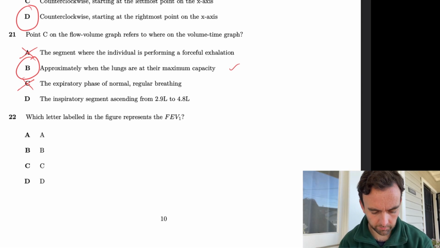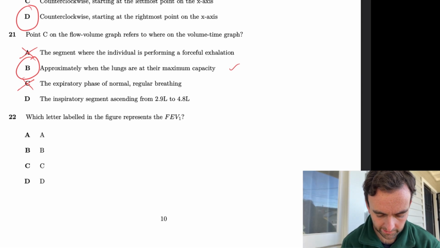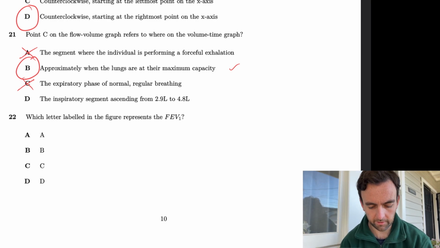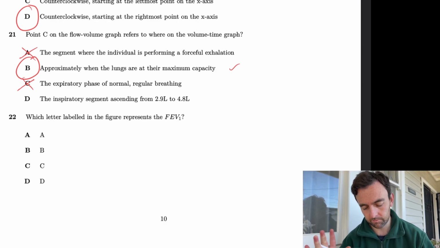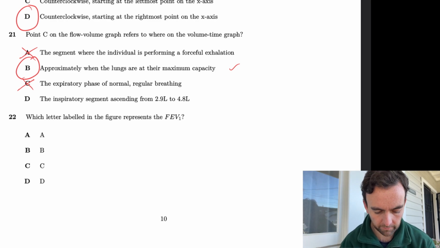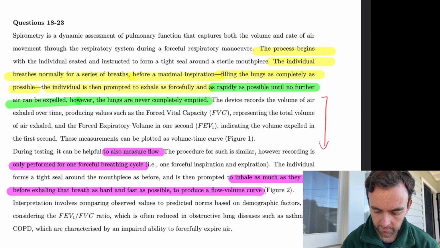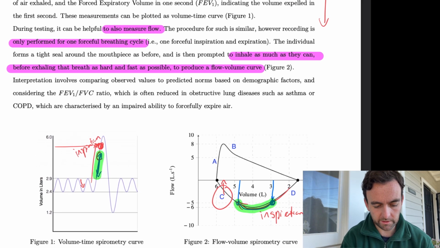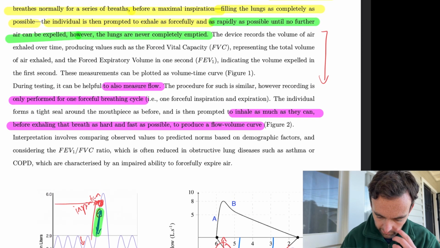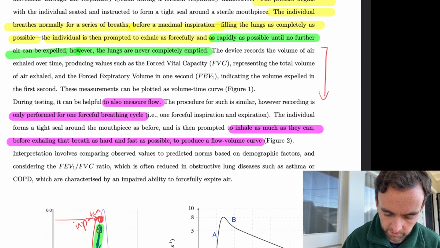All right, so moving on to question 22. Which letter labeled in the figure represents the FEV1? Again, we're going to need to relate different portions of the graph. So A, B, C, or D. Now that we know what we need to find, we can ask the question of the stem. It's going to get a little bit like a rainbow.